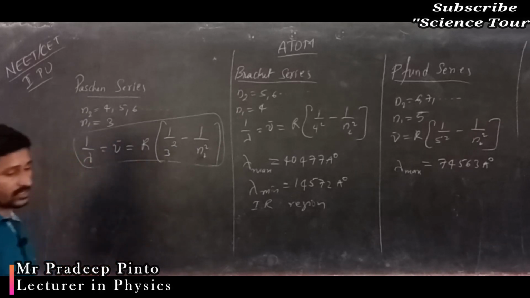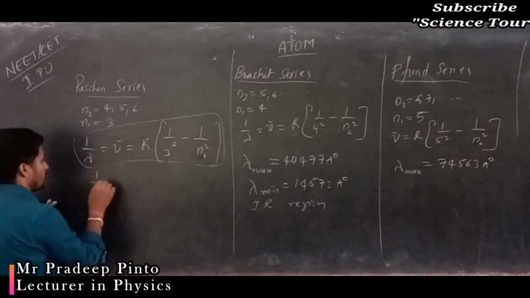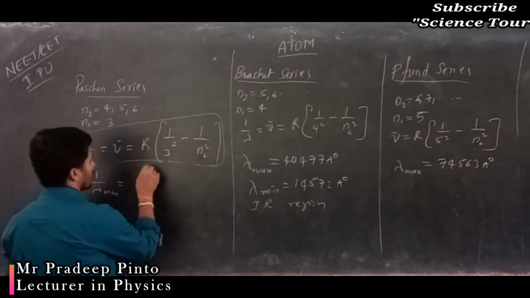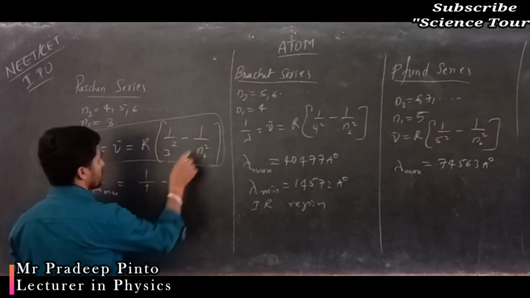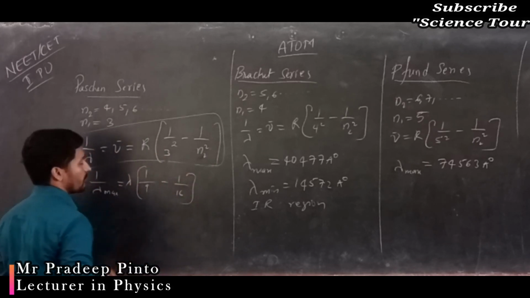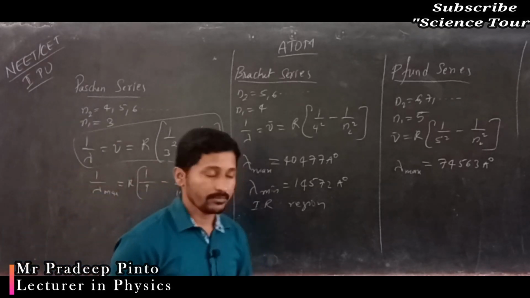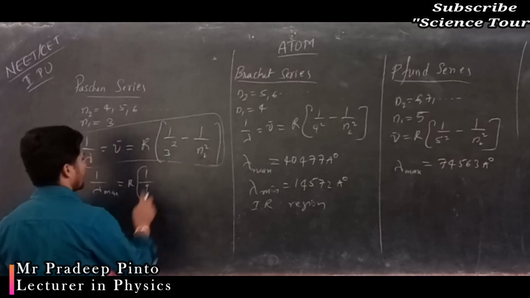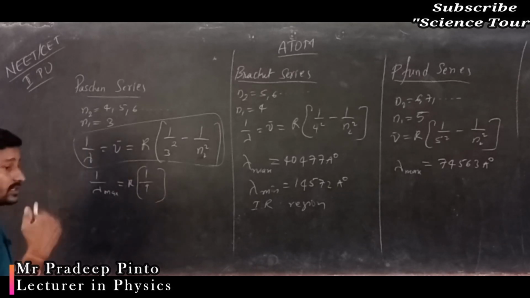Remember, the immediate jump is lambda maximum, which means 1 by lambda maximum you have to find out, that is 1 by 9 minus 1 by 16. This is lambda maximum. And what is lambda minimum? Lambda minimum means this becomes infinity, so you are left with only this, that is lambda minimum, and it jumps from infinity.